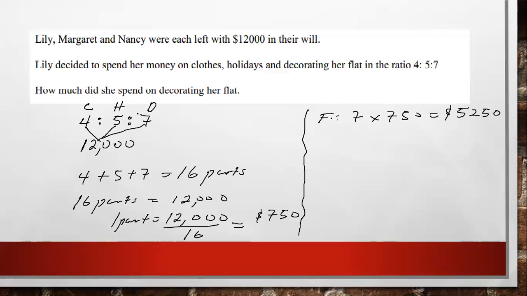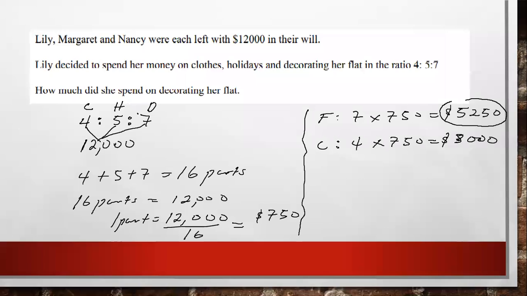This is the amount for decorating the flat. So this is the answer we are looking for. Everybody understand that? Now, supposing they ask for clothes. So you go to clothes. Clothes is 4 parts. 4 times 750. Somebody can work it out and tell me what you get. I'm just doing that for people to see. If they ask for clothes, you say 4 times 750, which gives me $3,000.